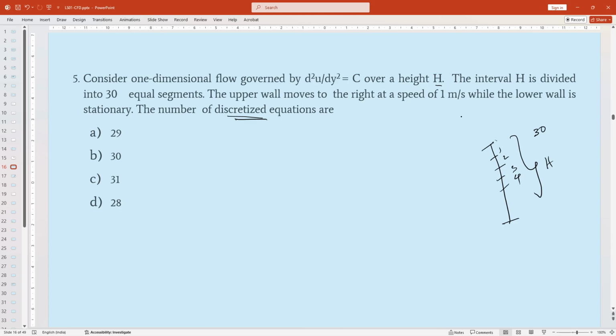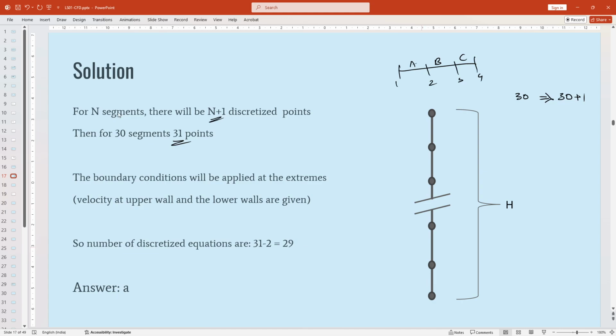But if you see here, for the upper wall and lower wall, the boundary conditions are already given. That is, the upper wall is moving at 1 meter per second and the lower wall is stationary. So two conditions are already given. Suppose this is the 31st point and this is the first one, then here u is equal to 0 and here u is equal to 1 meter per second. Both those conditions are given. So we only have to write discretized equations for the rest, that is 31 minus 2, that is 29. So our answer is answer A.